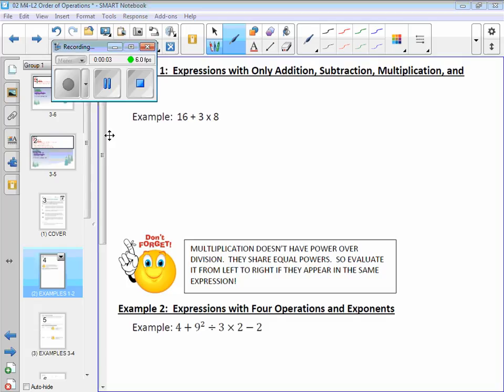Example 1, page 2. There's two operations. You have 16 plus 3 times 8. What do you do first, according to the PEMDAS rules? And use this cover as a resource if you forget.